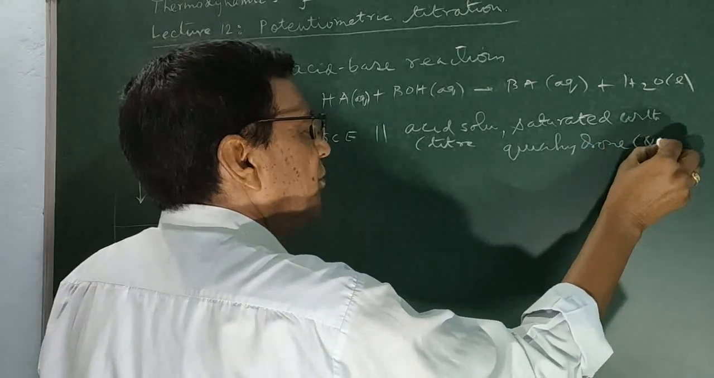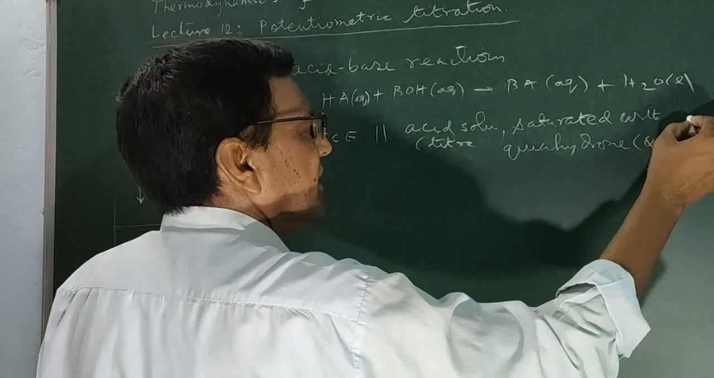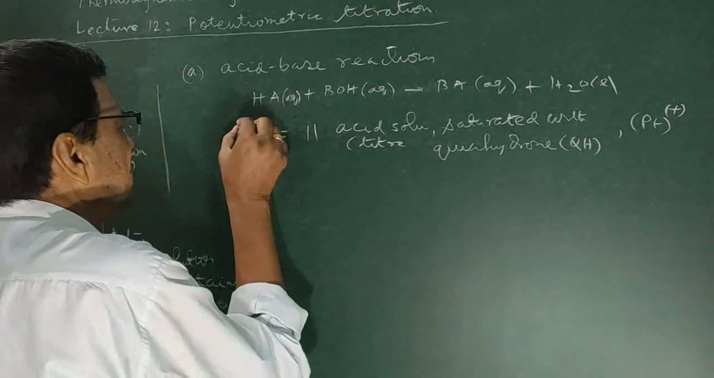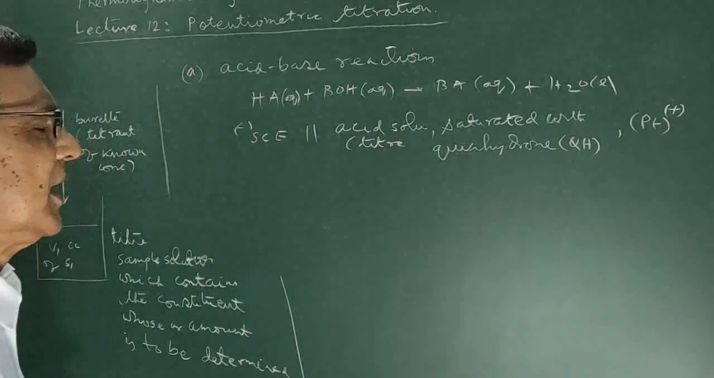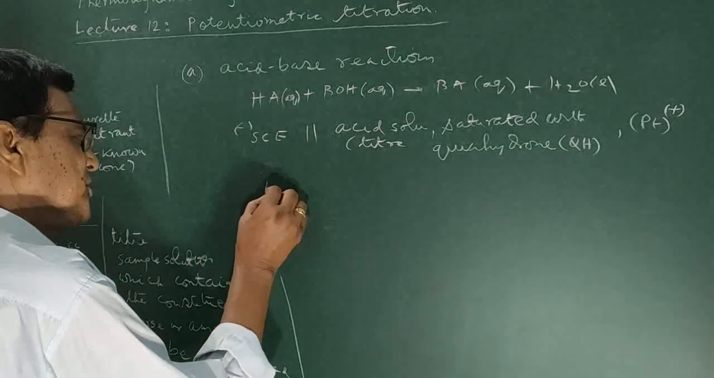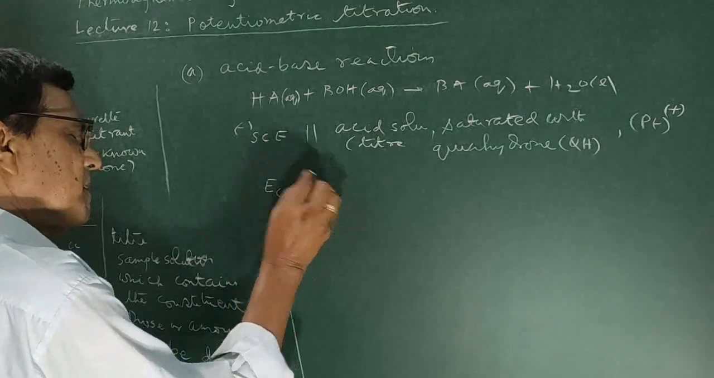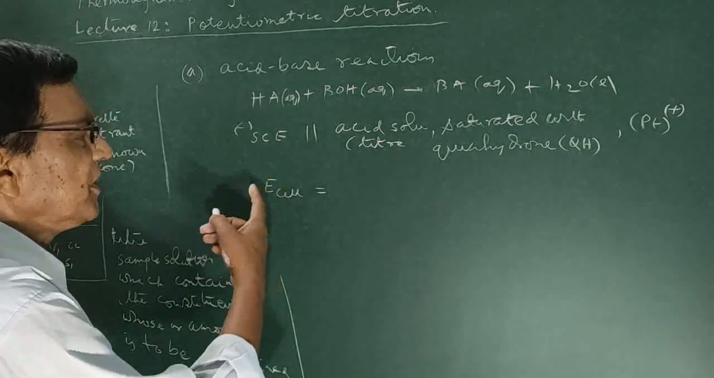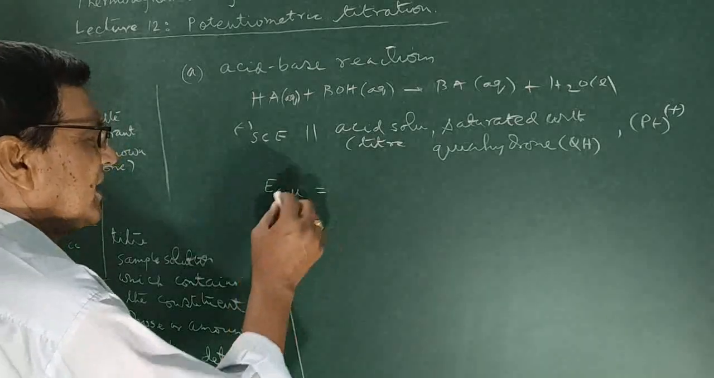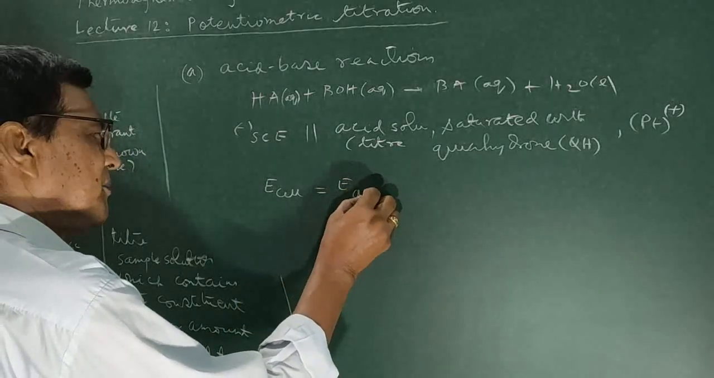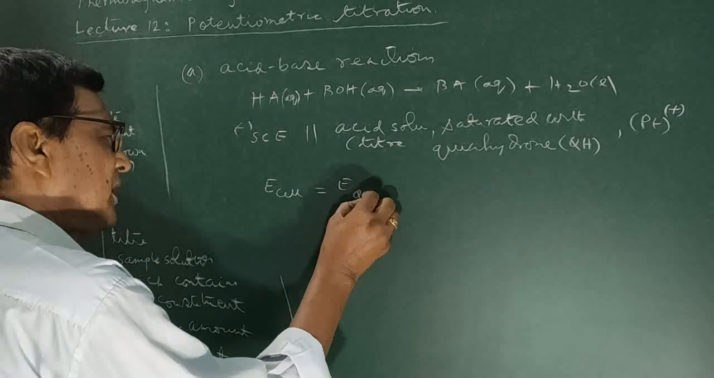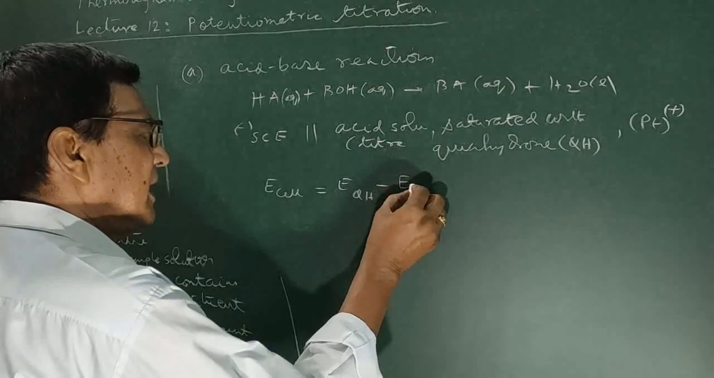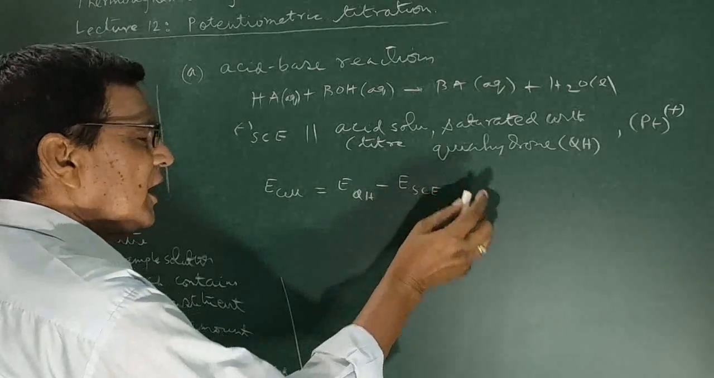Quinhydrone electrode, QH, and here the platinum is the connecting metal. This one is the positive electrode and this one is the negative electrode, and this is the cell. The EMF of this cell is determined, in this case, by means of a potentiometer, and this is E: the quinhydrone electrode potential minus the saturated calomel electrode potential.